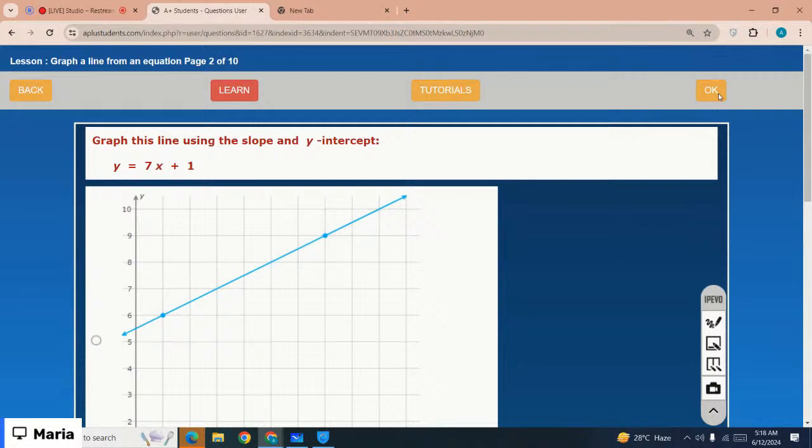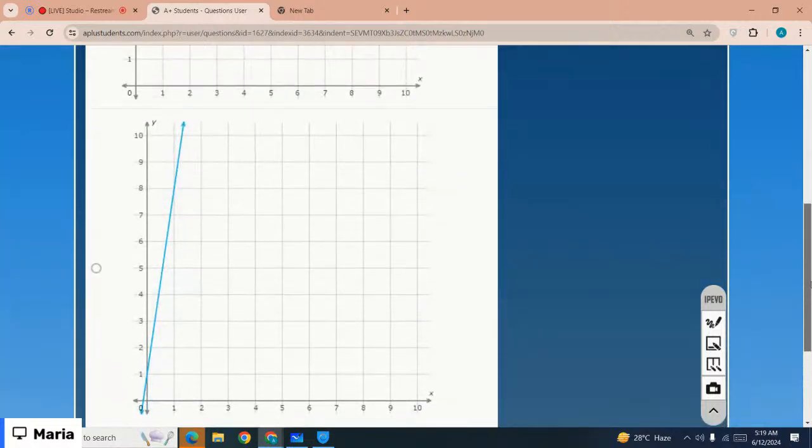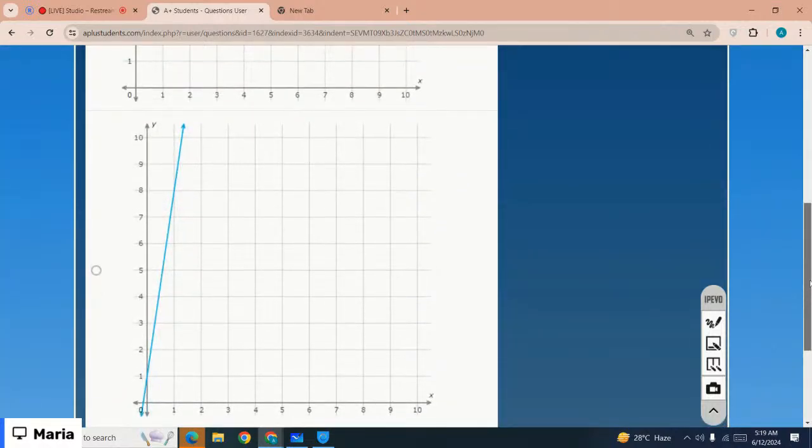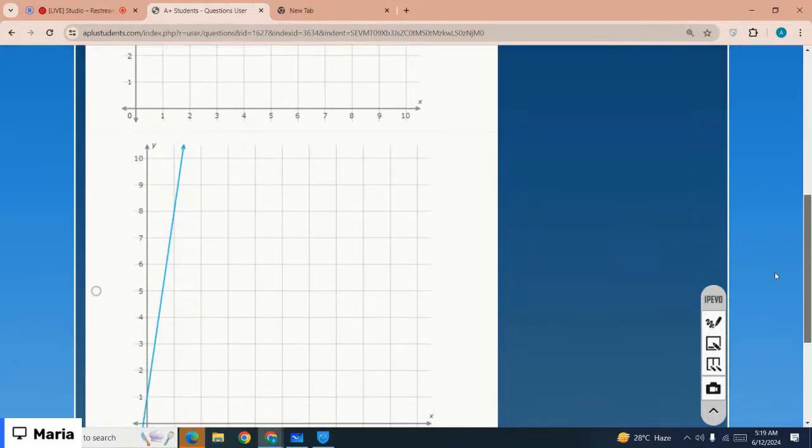Graph the line using the slope and the y-intercept. So the slope is 7 and the y-intercept is 1. That means the graph is crossing the y-axis at 1. So which is the correct option? Option 1 or option 2? Which graph is crossing the y-axis at 1?